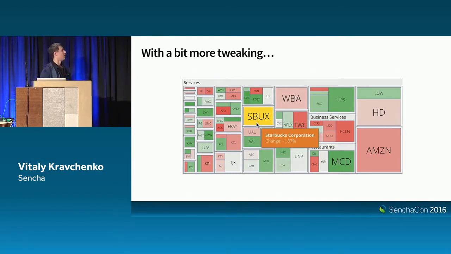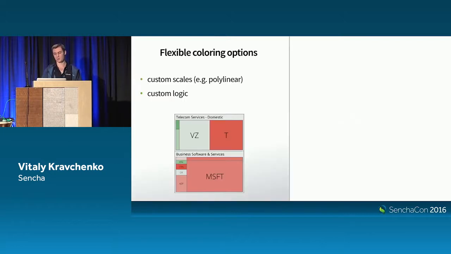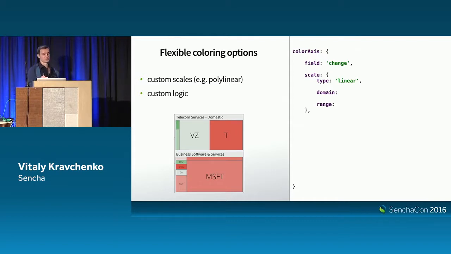The label of the tile is a ticker symbol of the company, and the tooltip has extra information like the full name of the company and the exact amount of the change since previous close. And we did this by configuring our color axis slightly differently. We fetched the value of the change field, and we changed the type of scale from ordinal to linear, and the domain and range are slightly different.